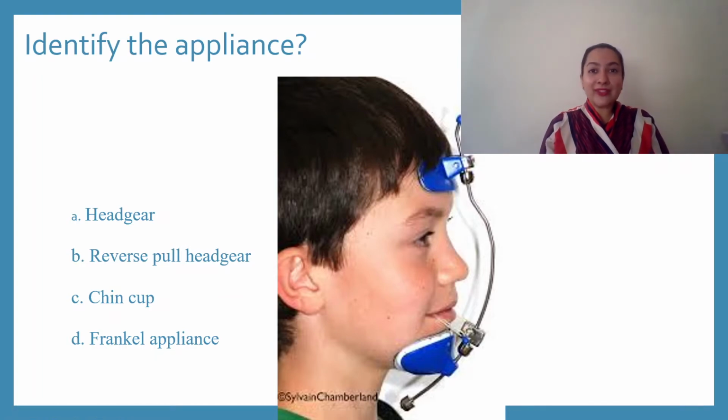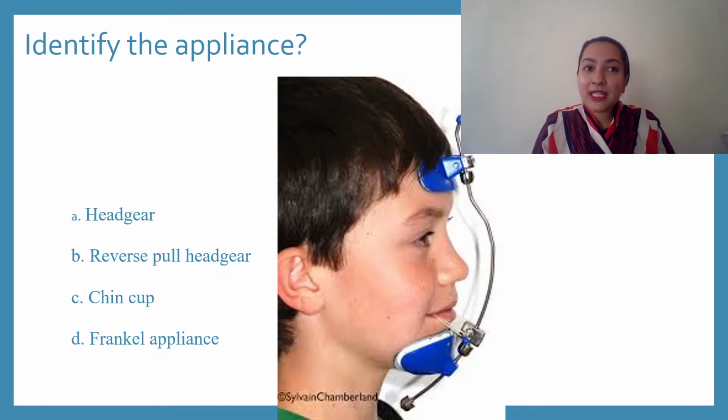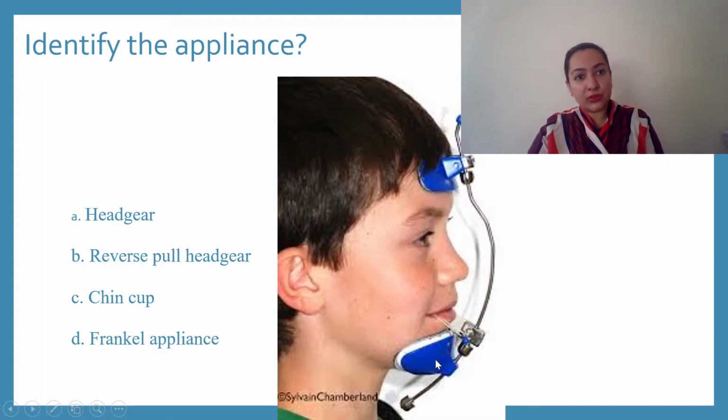Frankel appliance, we all have seen in image based questions part 1, how does a Frankel look? Okay, if the lip pads are present in lowers, it is a Frankel 2. If lip pads are present in upper, it is Frankel 3. Please note, wherever the lip pads are there, it means that particular jaw, maxilla or mandible, has to be corrected. Okay, so this appliance over here is a reverse pull headgear, where with the help of elastics we'll move the maxilla ahead, and with this chin cup we'll restrict or modify the growth of mandible.